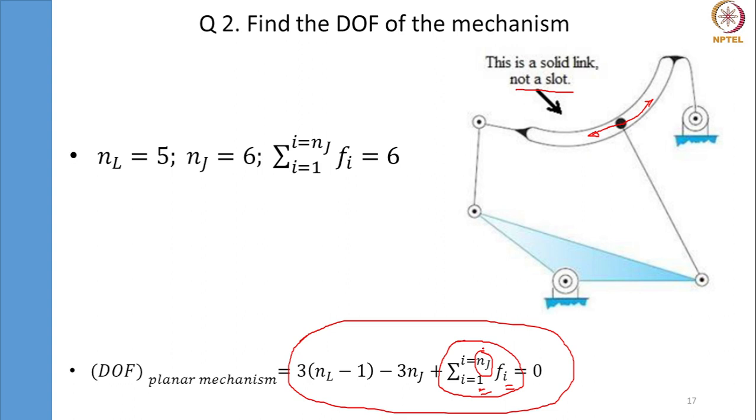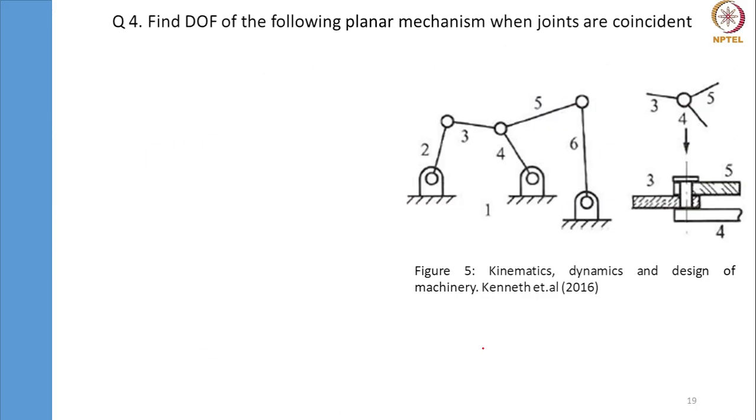Any other questions? If there are no other questions, we will jump to the next problem. This is a little tricky. There is one catch. We have a planar mechanism and we want to find the degrees of freedom when one of the joints is a coincident joint. That means links 3, 4 and 5 have a coincident point. I'll give you 3 to 4 minutes so you can try it out.